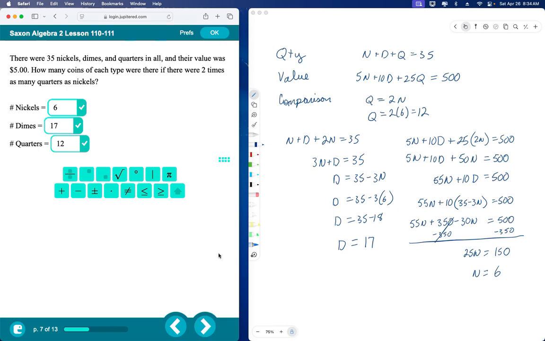So that's what you're looking for in each of these problems. A quantity, a value, and now we're adding a comparison statement, which creates a substitution value to help us solve.